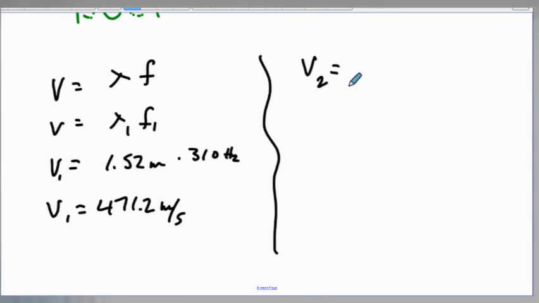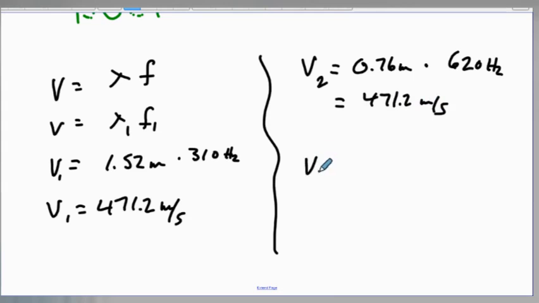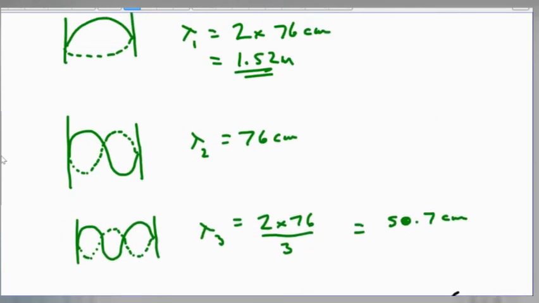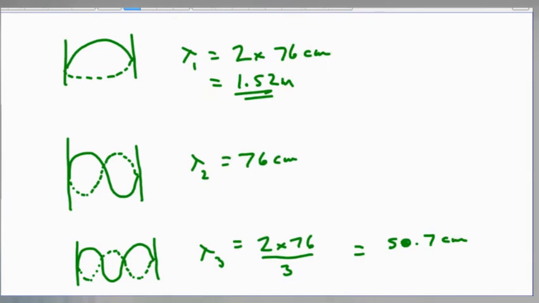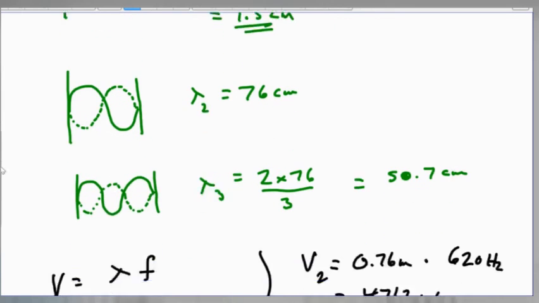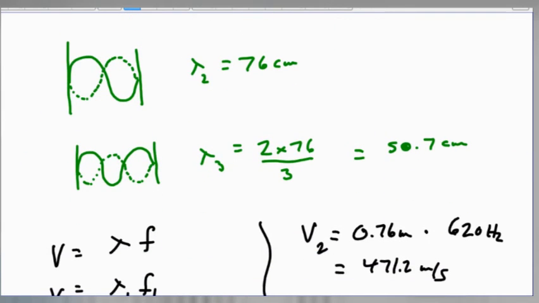What would happen if I did that with the second one? If I use V2, my wavelength here is 0.76 meters, multiplied by the second frequency, and we're going to see that we get the exact same answer. So when you want to find the speed of the wave going down the string, it doesn't matter which wavelength and which frequency you use, as long as you use the ones from the same harmonic.